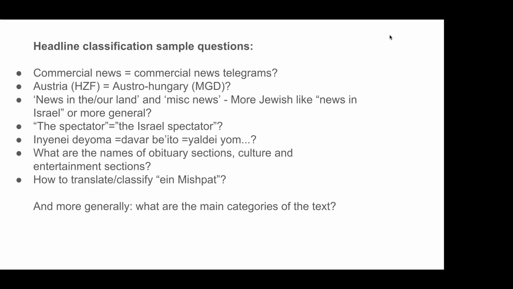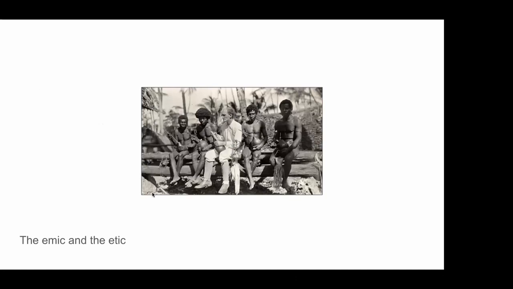And we have miscellaneous news, and then you can ask yourself, are they more similar to the Jewish news thematically and stylistically, or are they more like the general international news, and so forth? So there are many questions that arise here, and we will not answer them all today. But the main umbrella question here is, what are the main categories of the text? This is the theoretical impetus of this work.